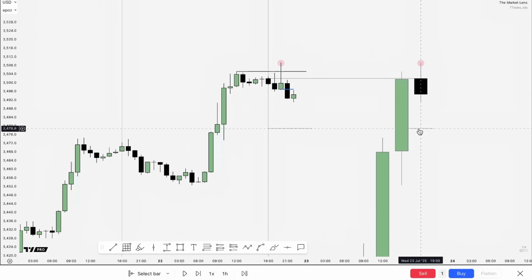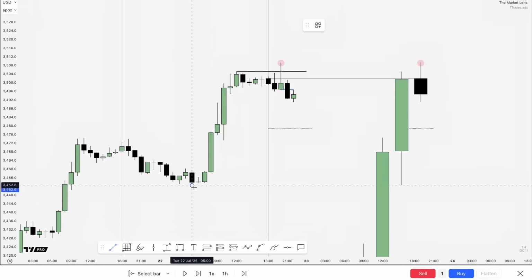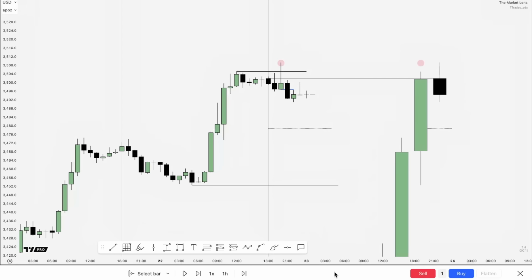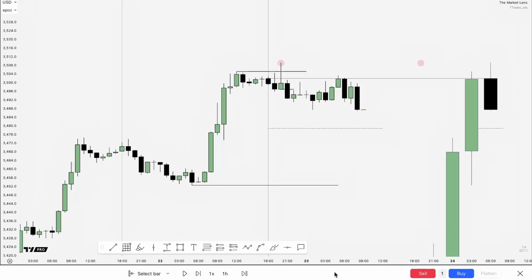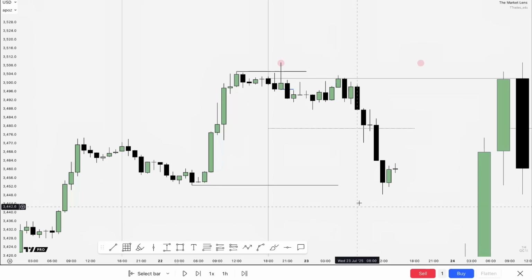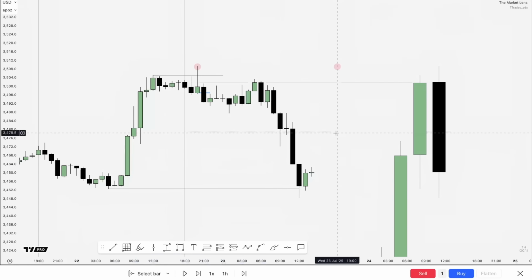We can use the EQ of the previous day for a target, or liquidity. What would liquidity be? Previous day's highs and lows. So that can be a target as well. Let's see how this works out. And you can see, there we go and get that expansion lower.